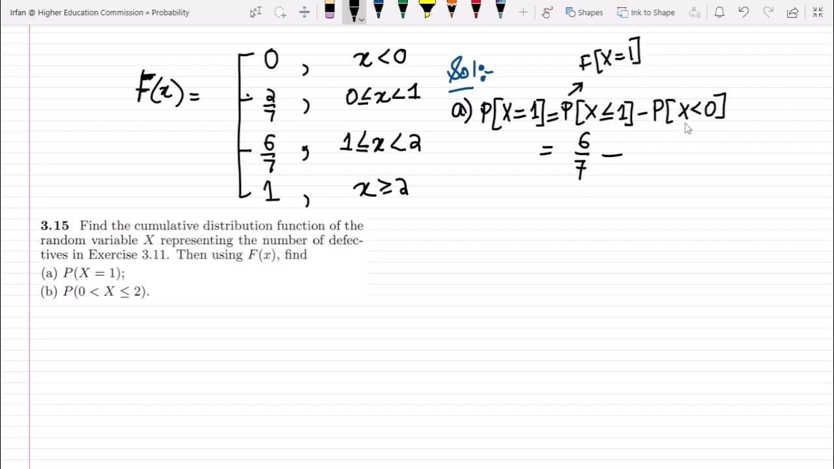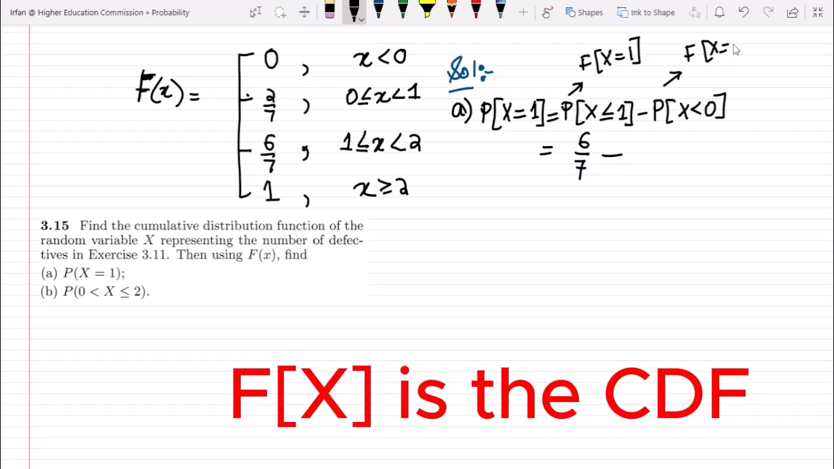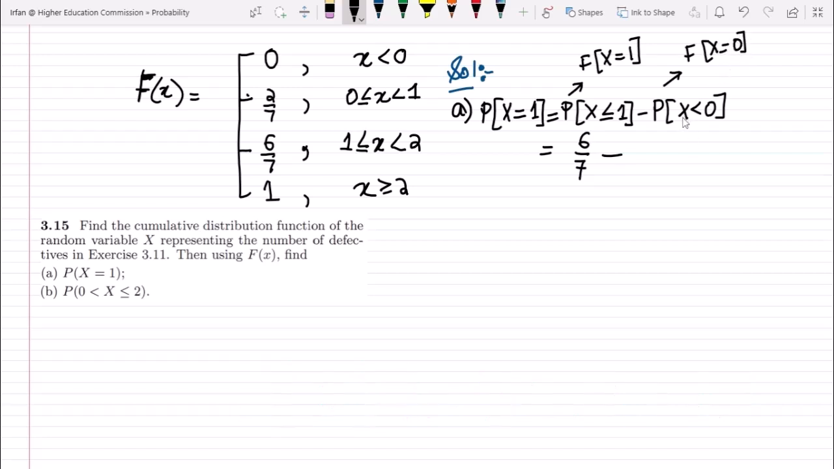Similarly, the probability that X is less than 0 is basically the probability at X equal to 0. Now putting their values, I will get 2 by 7, which is already given here. We can see that X less than or equal to 1 is given here, and X less than 0 is already given, at X equal to 0. These are the values of F(x) which are given. Now finding them out, I will get 4 by 7, and that is the solution of part A.